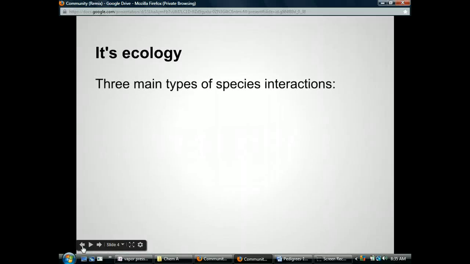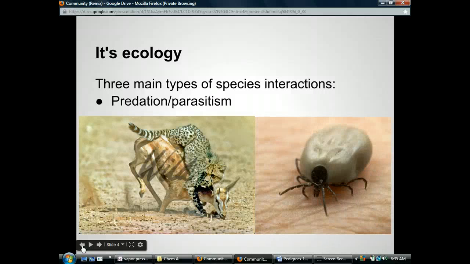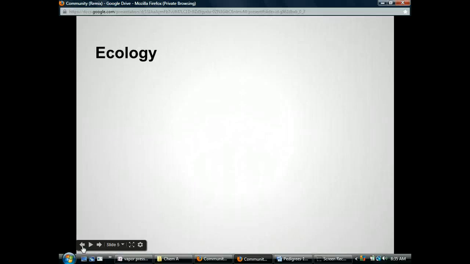Now, it really is ecology, though, because there's kind of three main types of species interactions. The first is predation and parasitism. These are very similar to each other because basically one guy loses, the other guy wins. So maybe it's a tick sucking the blood out of your body. Maybe it's a cheetah taking down a gazelle, whatever. Somebody wins, somebody loses.